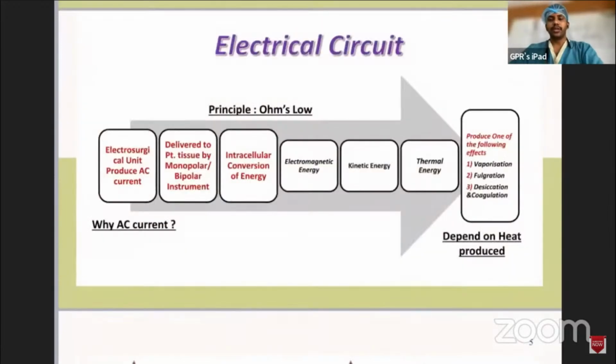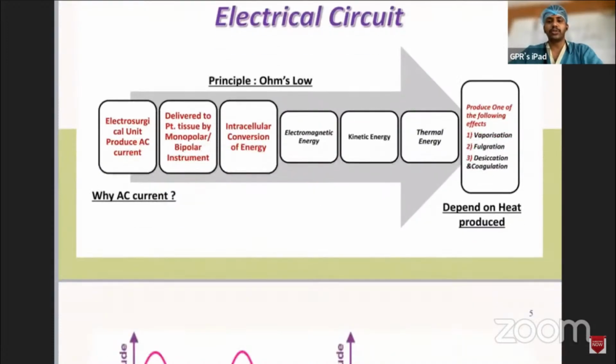Now we talk about the electric circuit. We have the electrosurgical unit, which produces alternating current and delivers it to the tissue either via monopolar or bipolar instruments, which we are going to talk about further today. This electric current is perceived by the intracellular energy, in the form of electromagnetic, kinetic or thermal energy, which causes the desired effect, either vaporization, fulguration or desiccation, also known as coagulation, depending upon the amount of heat it produces.